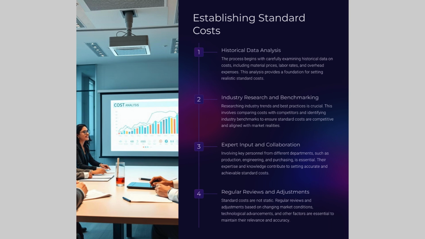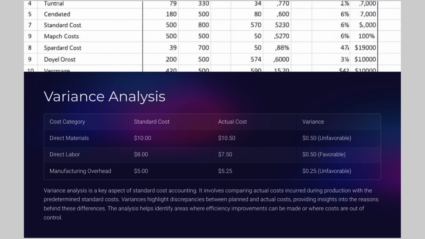Regular reviews and adjustments. Standard costs are not static. Regular reviews and adjustments based on changing market conditions, technological advancements, and other factors are essential to maintain their relevance and accuracy. Variance analysis. Cost category, standard cost, actual cost, variance. Direct materials: $10, $10.50, $0.50 unfavorable. Direct labor: $8, $7.50, $0.50 favorable. Manufacturing overhead: $5, $5.25, $0.25 unfavorable.